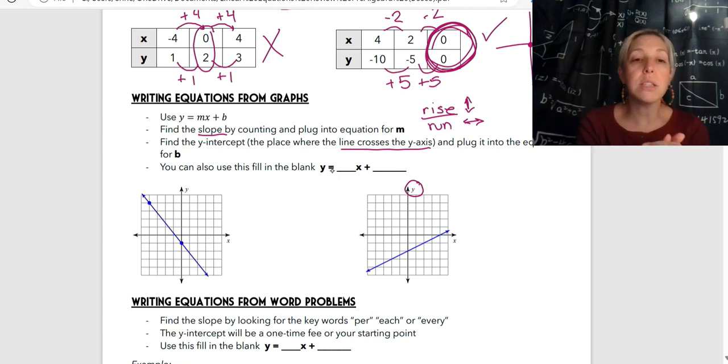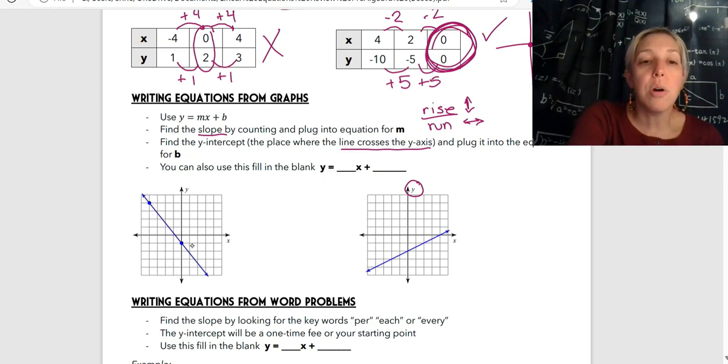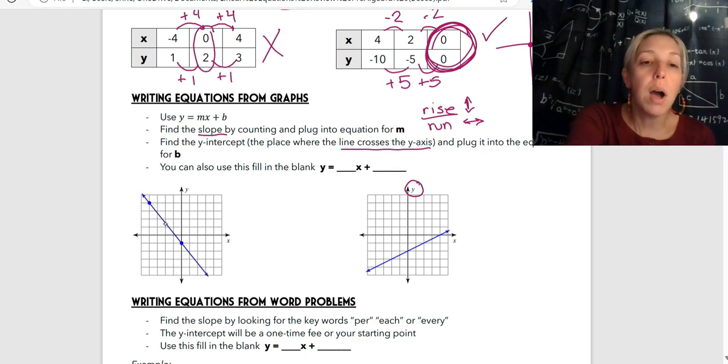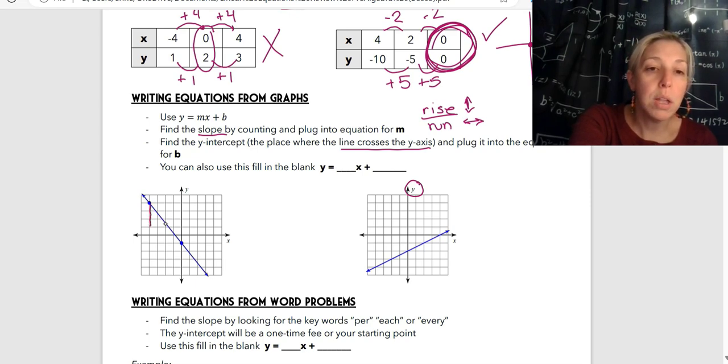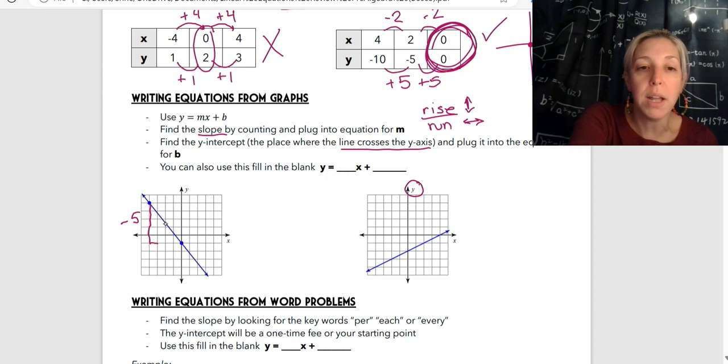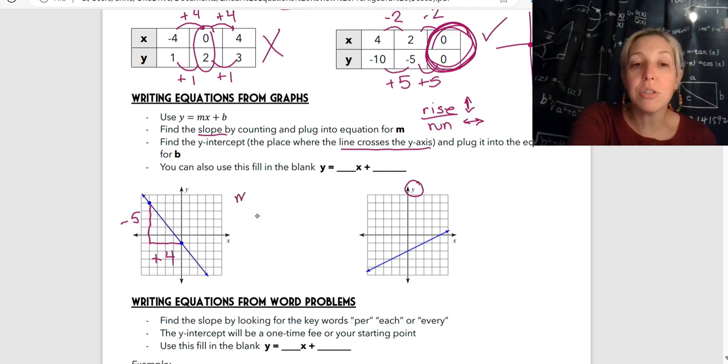All right, so let's look at our first graph here. So I've got 2 points here. We need to figure out what the slope would be to get from point to point. So I am going to go down 1, 2, 3, 4, 5. So I went down 5 spaces, and then I'm going over 1, 2, 3, 4, positive 4 spaces. So that means my slope is -5 over 4.